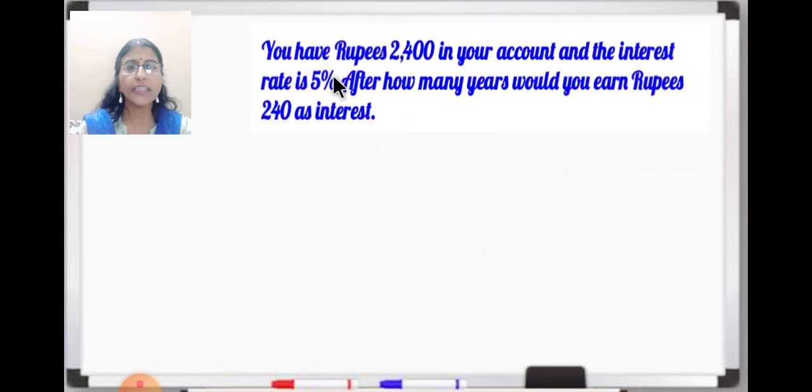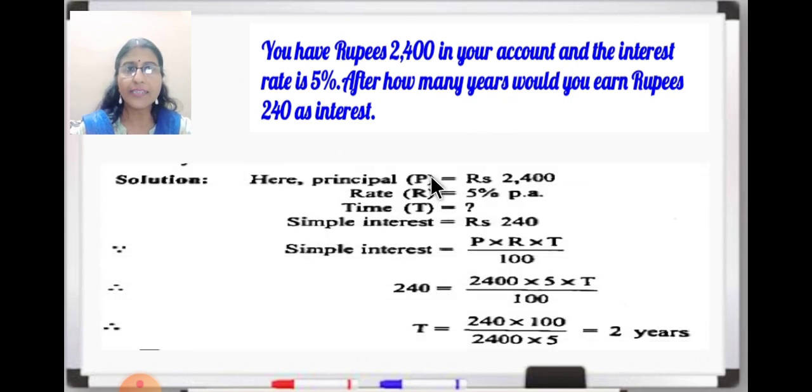Now next question. You have rupees 2400 in your account and the interest rate is 5%. So rate of interest is 5%. After how many years would you earn rupees 240 as interest? So we have to find out years. Years means time. Okay, so we are going to use simple interest formula.